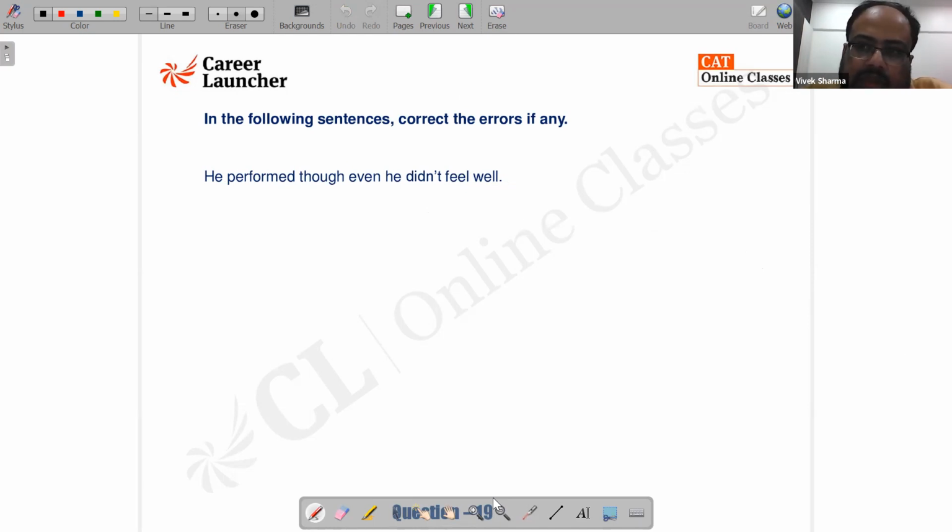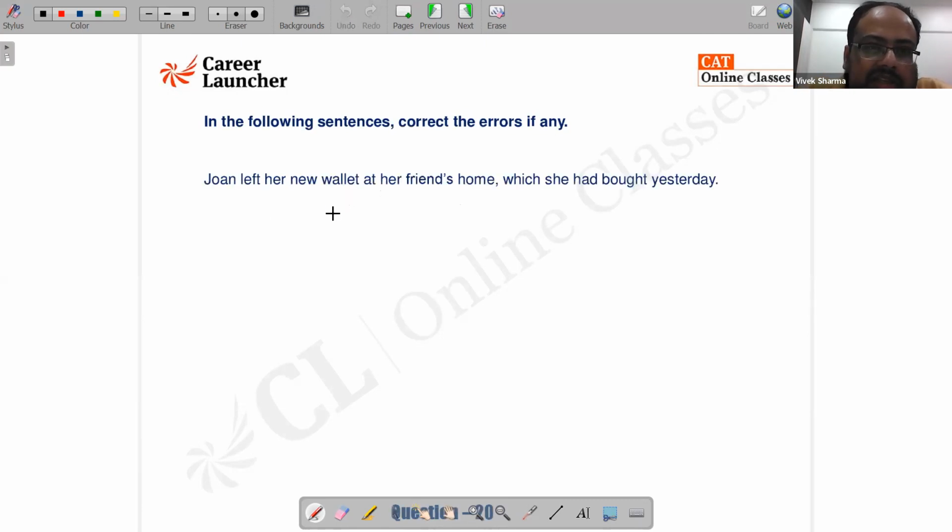Ritik correct. Tanya correct. Jobin correct. Aman different answer. Anshul correct. This should be even though. He performed even though he didn't feel well. Right? Anubi correct. He performed even though he didn't feel well. Next question.